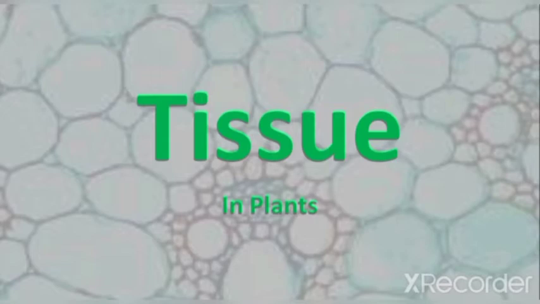So in plants also, there are different types of cells present and they perform specific functions. And these specialized cells together are called tissue.